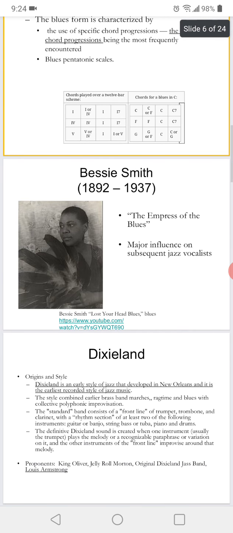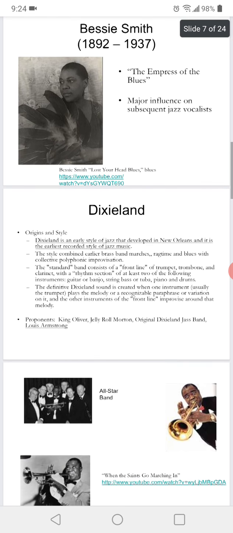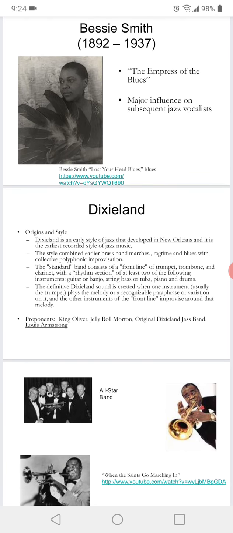The other element is Dixieland. Dixieland is another form of early jazz. And what's the difference between Dixieland, blues, and ragtime? The difference is that Dixieland was performed by larger bands, not too big, but larger bands on the stage. So you had the front line, where you have the trumpet, the trombone, the clarinet, and then you have the rhythm section where you have the guitar, the piano, and the drums. Okay, so percussion instruments.